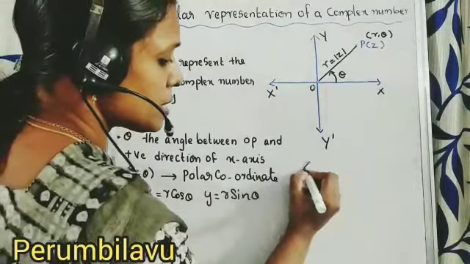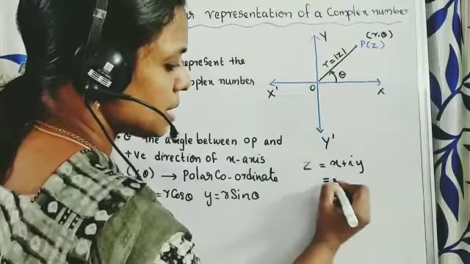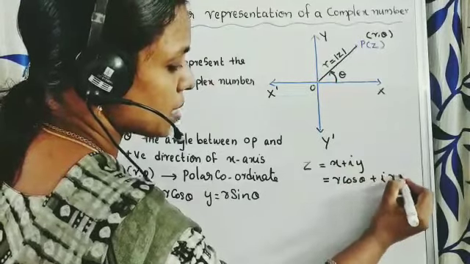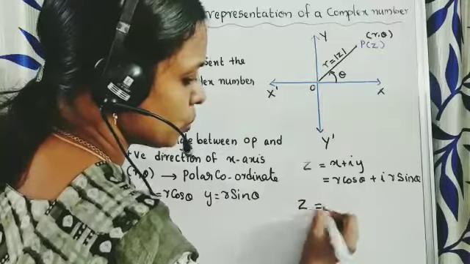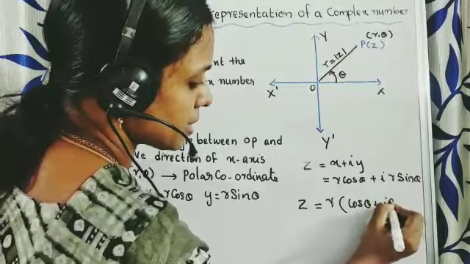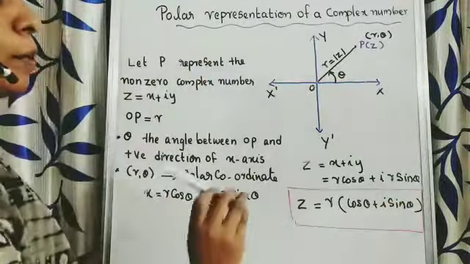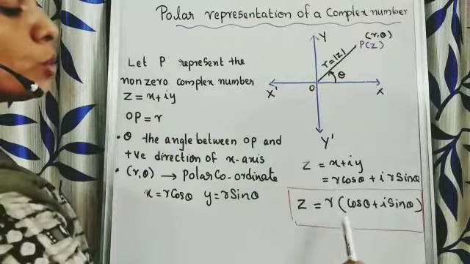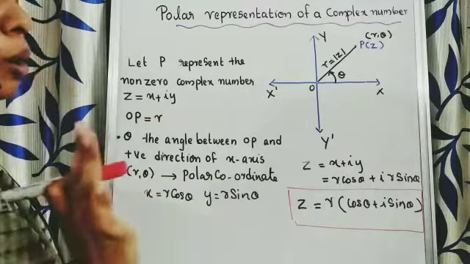Then the complex number z is equal to x plus iy, which is equal to r cos theta plus i into r sin theta. That is, z is equal to r into cos theta plus i sin theta. This is known as the polar form of a complex number.